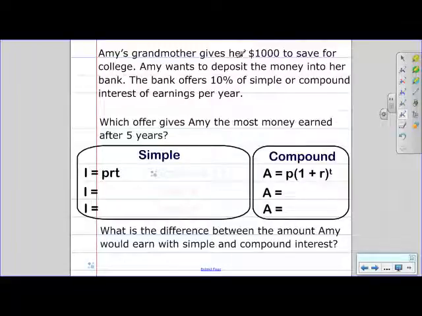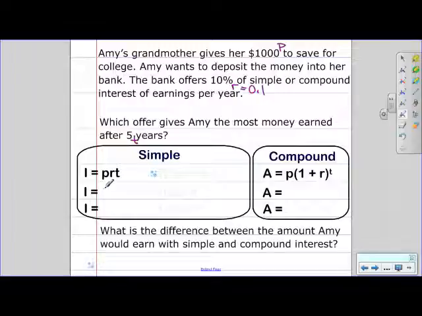So we know that $1,000 is the principal amount. 10% is her rate, but we're going to use that as a decimal, which would be 0.1 or 1/10. And then 5 years is the time. So now we can substitute given our two formulas, our simple interest formula and our compound interest formula.